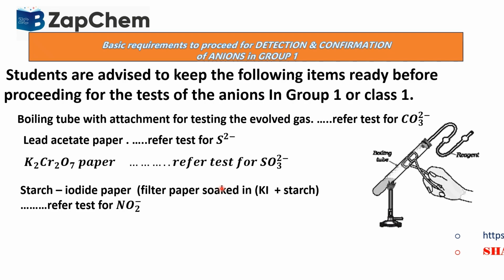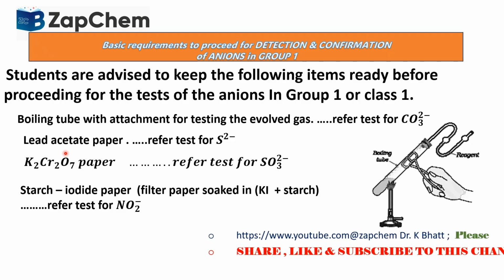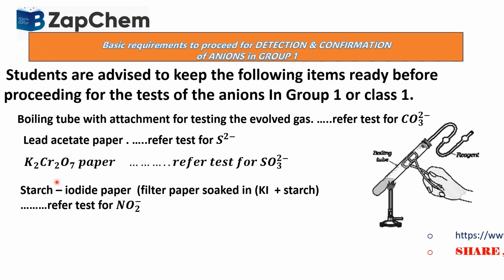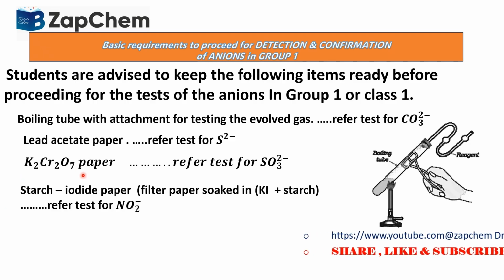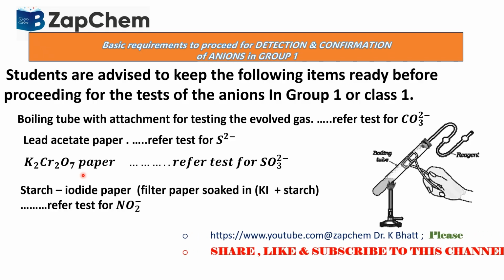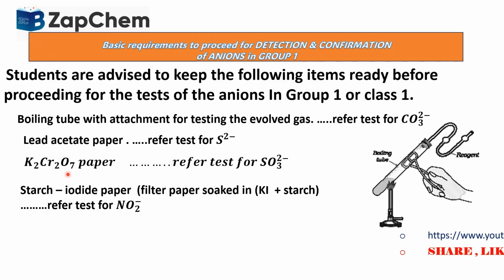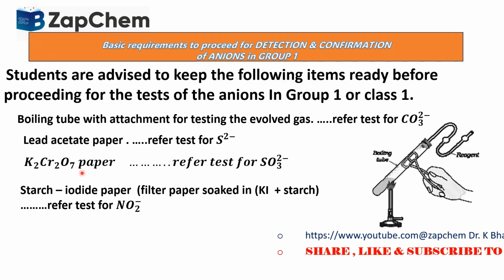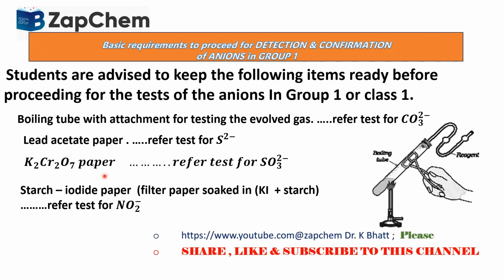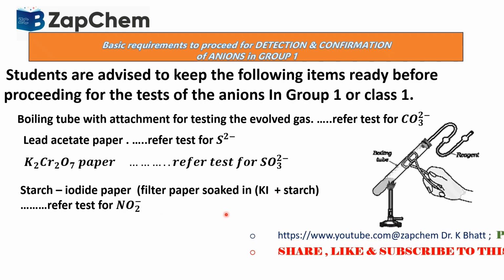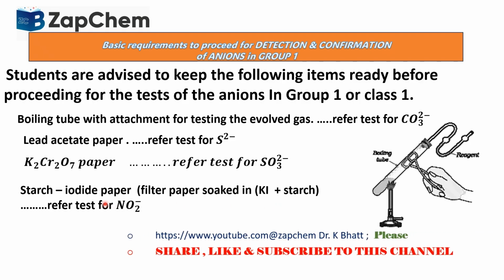We know it. It's very simple. Take a filter paper and wet it with lead acetate solution and keep it separately. Similarly, if we dip a filter paper in potassium dichromate solution, the potassium dichromate will stick to the filter paper and it will be yellow in color. That is known as dichromate paper. Similarly, a filter paper soaked in potassium iodide and starch is known as starch iodide paper.